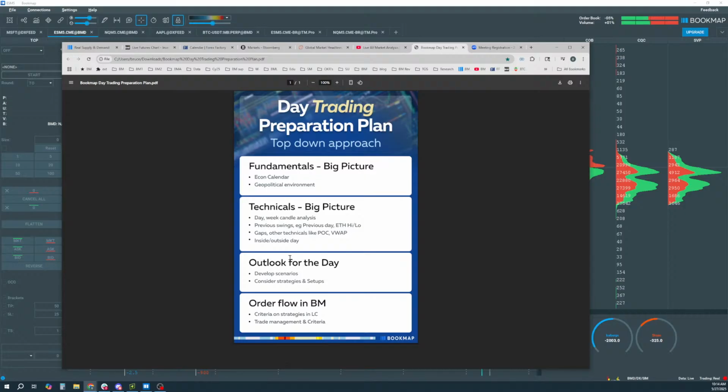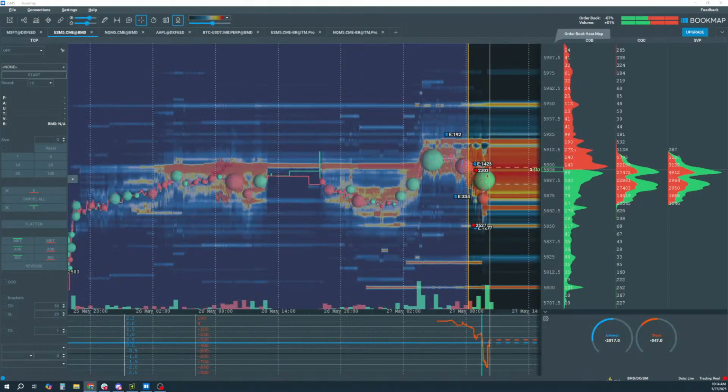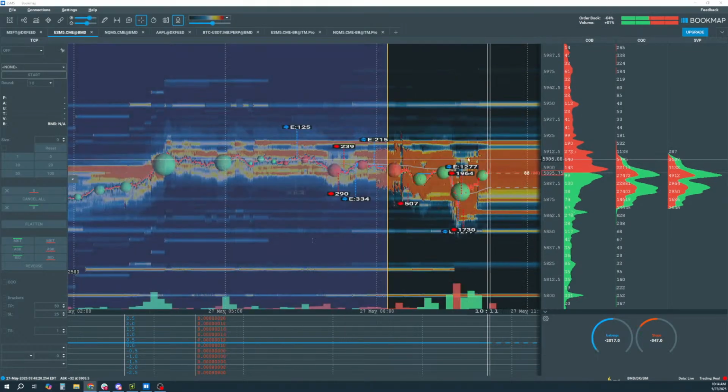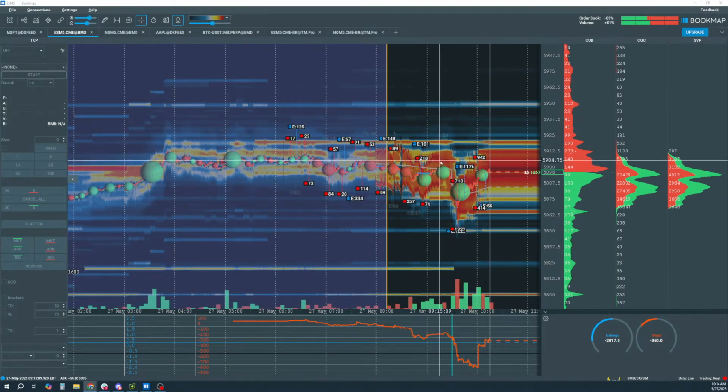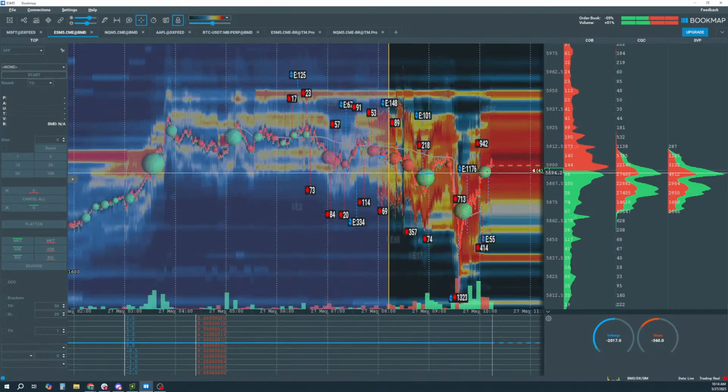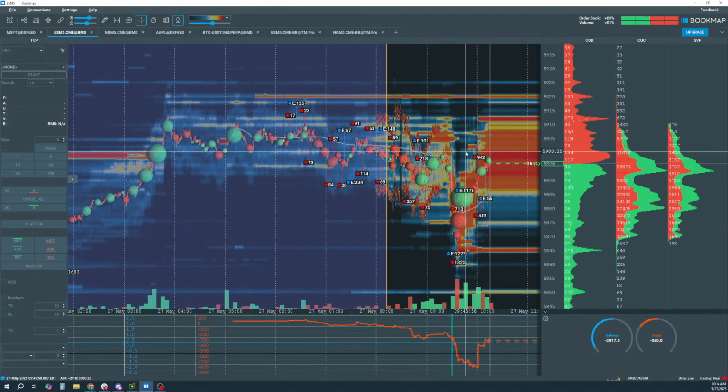And then we'll start to get down into some more details in here about developing some scenarios and some of the strategies we want to consider. What is our outlook for the day? Okay, this is really important. And once we have our outlook for the day, and we kind of covered it already, we're looking to see what the order flow looks like in some of these levels. And right now, it looks like there's more buyers coming in.